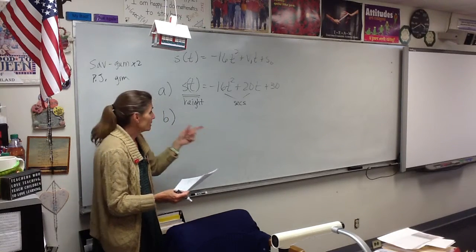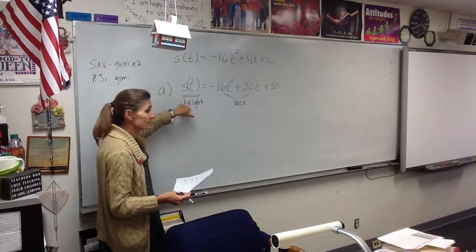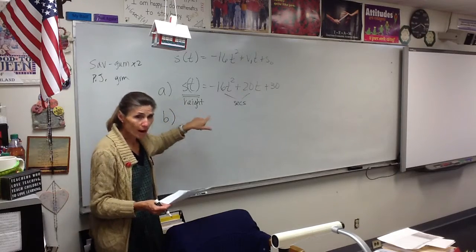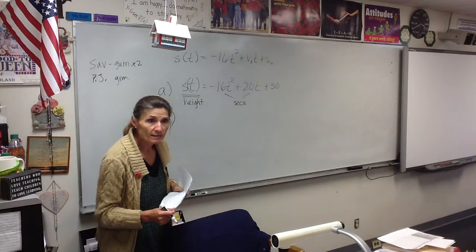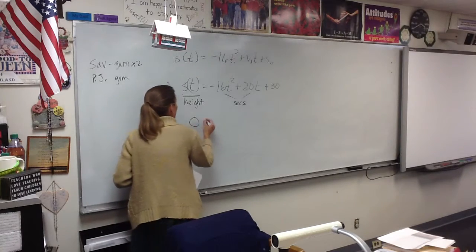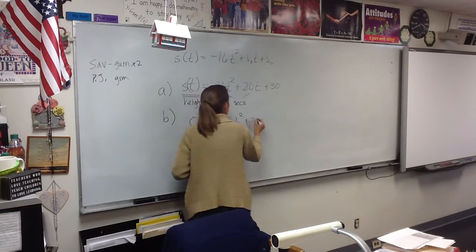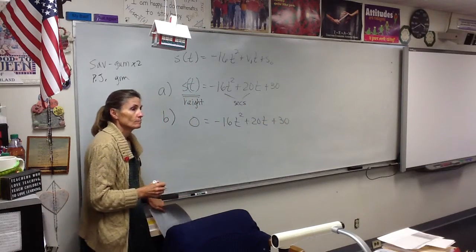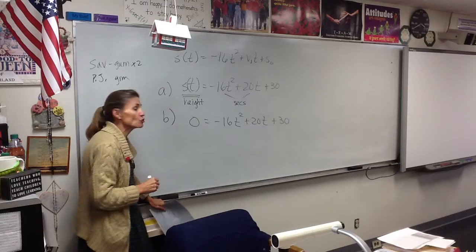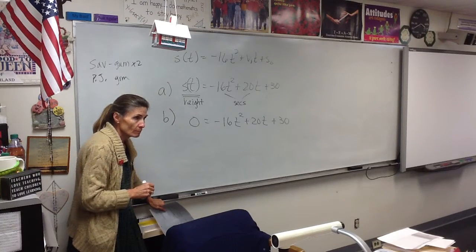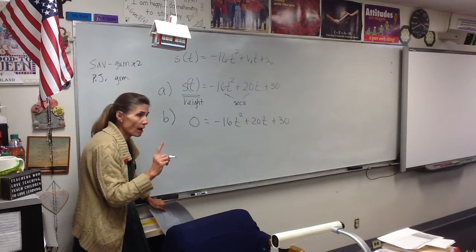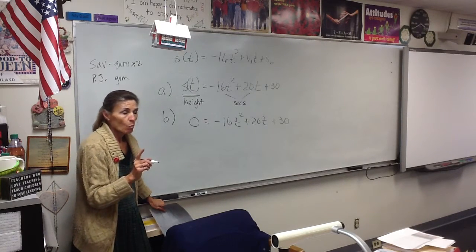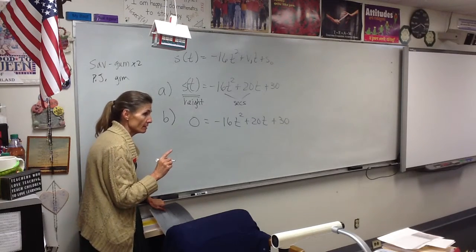Wait a minute. What does this stand for again? Height? If I am on the ground, what is my height? 0. So 0 equals negative 16t squared plus 20t plus 30. That equation needs to be solved. I wouldn't try to factor it. I don't think it factors, and I think it's going to take too long. What could I do instead?